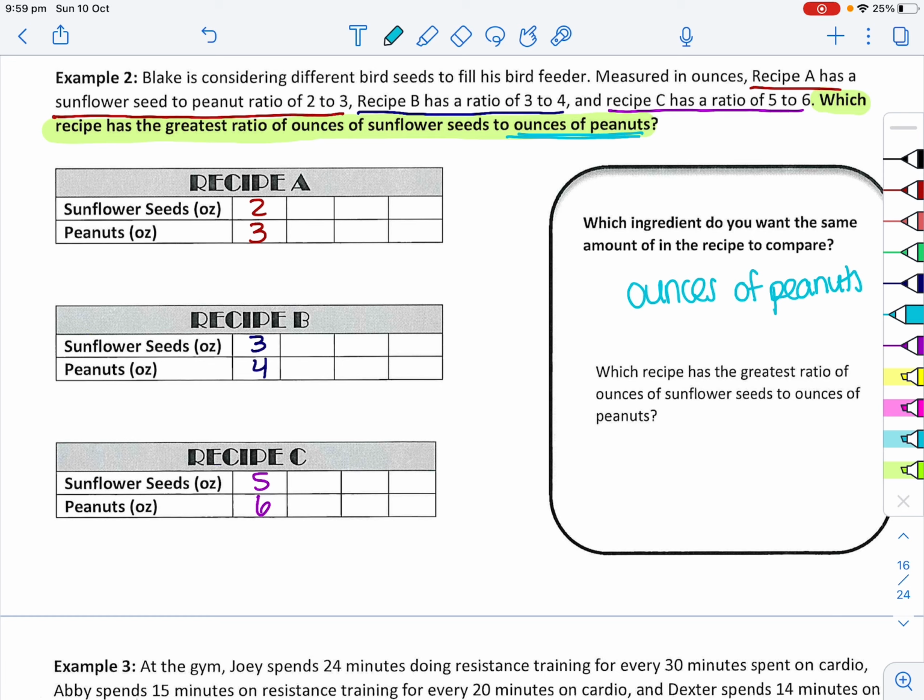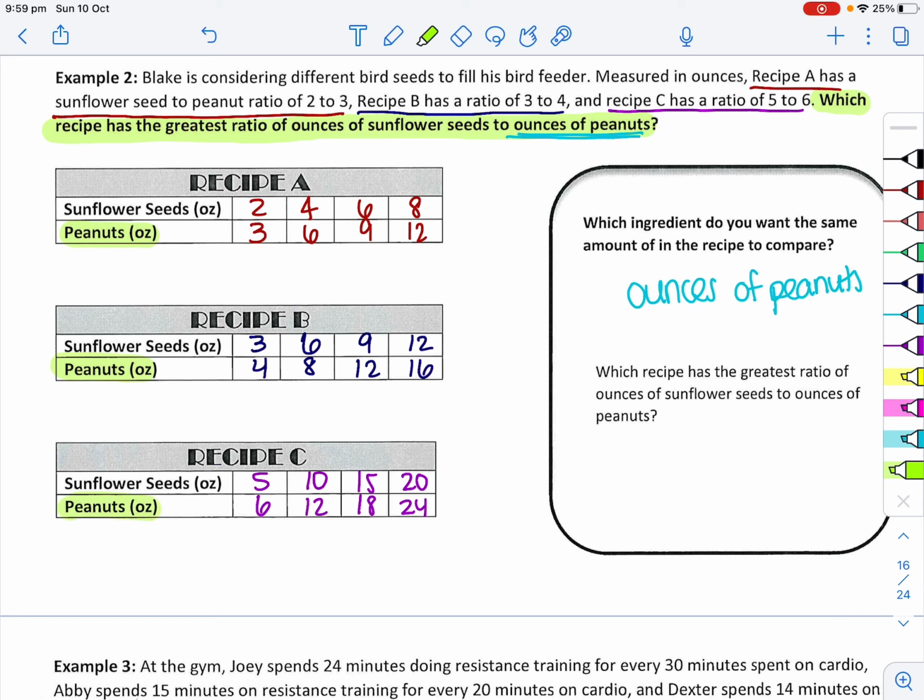So first I'm just going to continue my patterns. So 4, 6, 6, 9, 8, 12. And then for 3 to 4, it's going to be 6 and 8, 9 and 12, 12 and 16. And then recipe C is going to be 10 to 12, 15 to 18, and then 20 to 24. And I am looking for where the peanuts are the same.